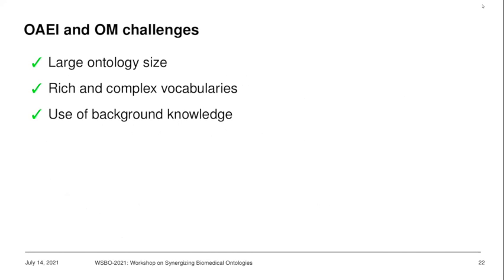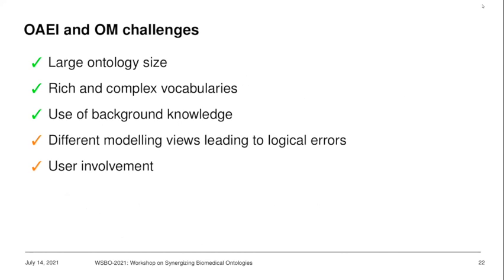Then, talking about a very important point, we have been dealing with some challenges in the campaign and in the ontology matching community, and I think we have been doing great in some of them, like being able to cope with large ontologies, large and rich ontologies. We are relatively good at using background knowledge, like getting some information from BioPortal, for example. But in other aspects, I think the community needs to do a bit better, like how to deal with these different modeling views and these logical errors in the integration.